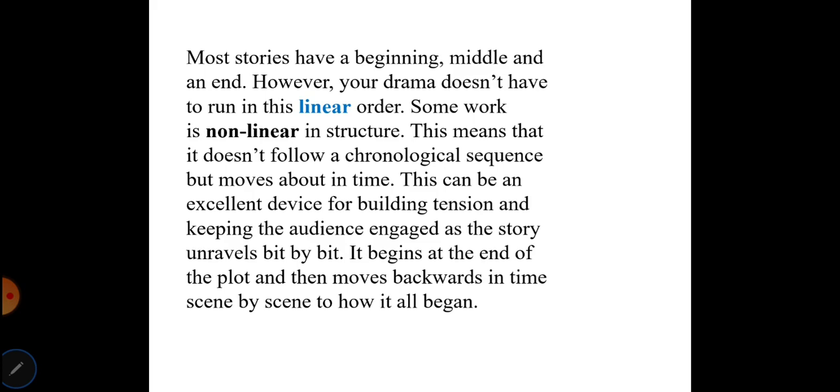So in drama, it begins at the end of the plot and then moves backward in time, scene by scene, to how it all began. Because the fathers of drama are the Greeks, and in drama, they use the expression in medias res, which means in English, in the middle of action. Starting a play in the middle is considered as the best way of starting a play. So a play doesn't have to move through this kind of process, which is beginning, middle, and end, especially when we speak about modern drama.